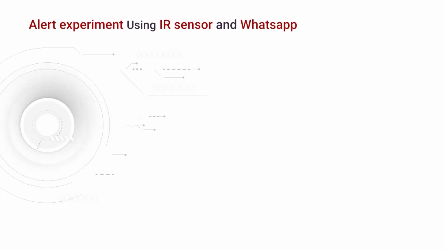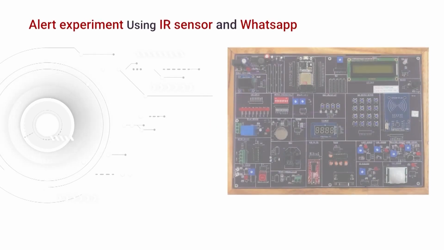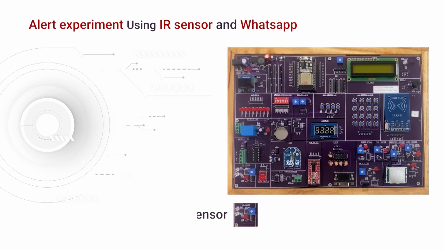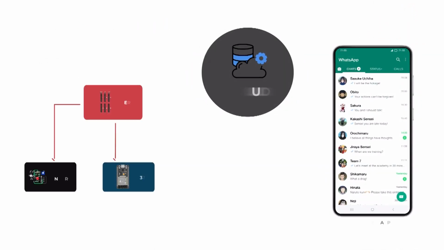Let us see an intrusion alert experiment using IR sensor and WhatsApp. IR sensor is an input and WhatsApp is output. The flowchart explains powering the IR sensor to 5 volts to the ESP32. Now connecting the IR sensor to ESP32 as input. And output will be in the WhatsApp.